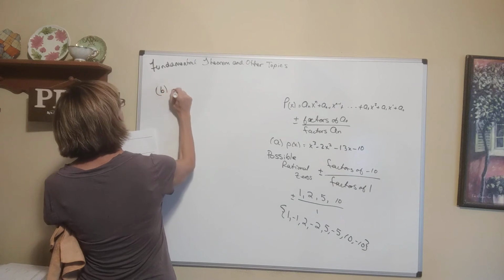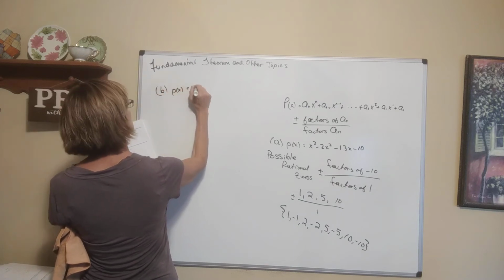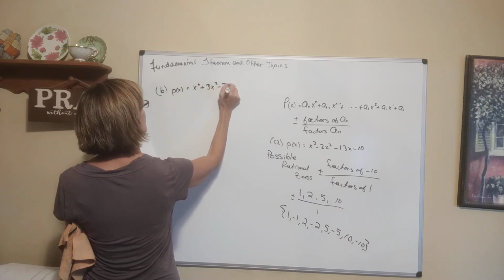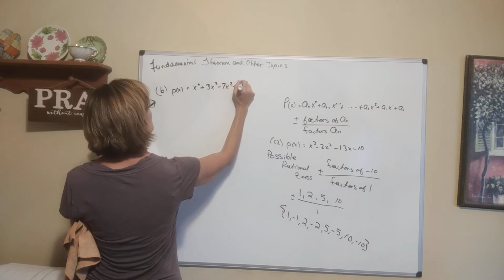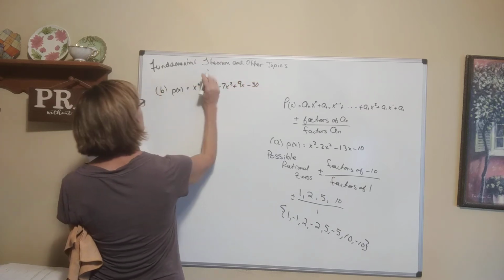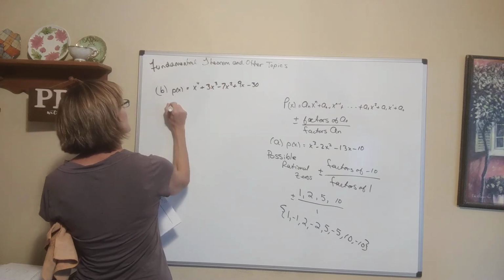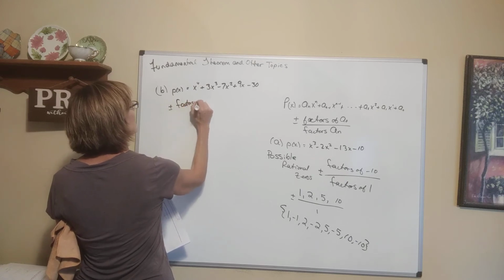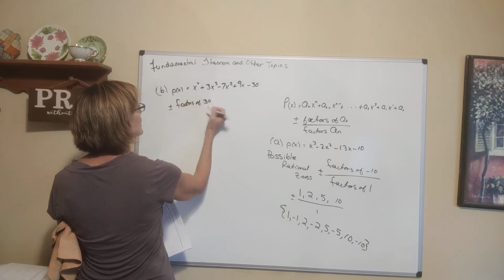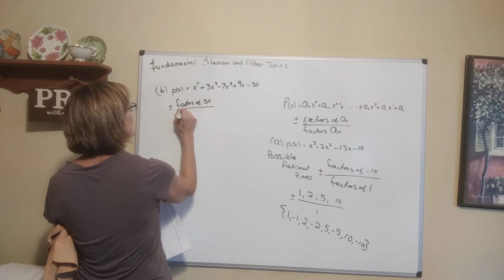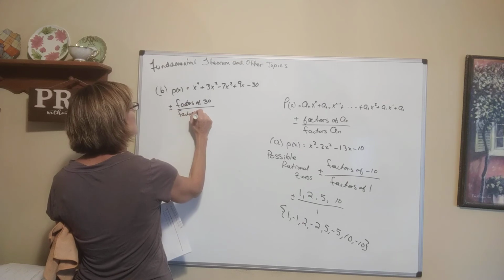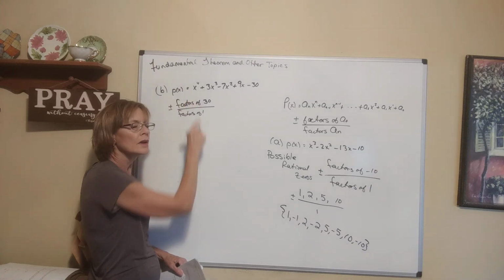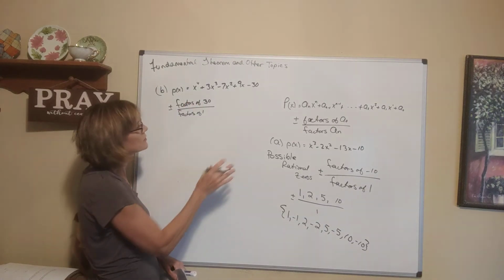Part B, if p of x is equal to x to the fourth plus 3x to the third minus 7x squared plus 9x minus 30. All right, so plus or minus the factors of the constant term, negative 30 or 30, either way you want to think of that, over the factors of 1. So that's nice that they gave us a 1. If they give you something like a 12, then there's a lot more combinations you'd have. So this is not too painful.